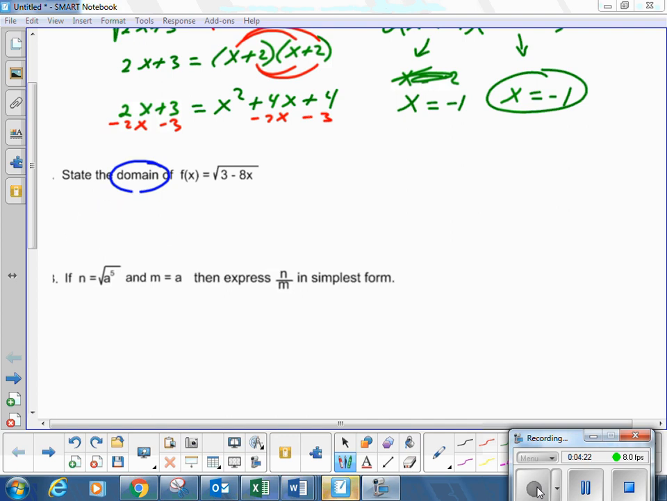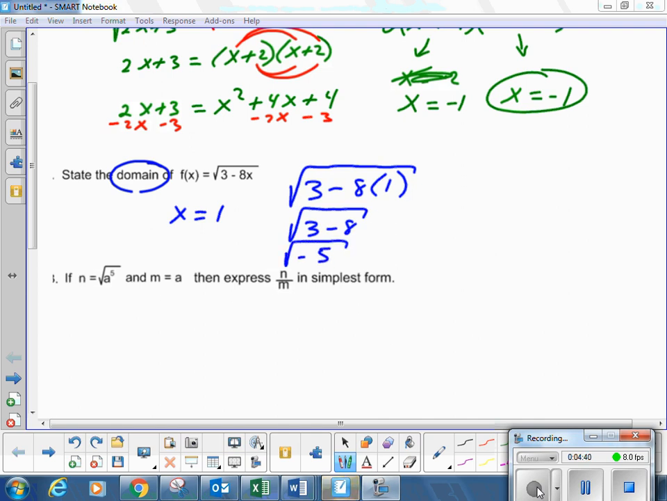The problem has a radical in it. So, for example, if I were to put in the number 1, let's just say x equals 1, you would end up with 3 minus 8 times 1 inside of a radical, which would be 3 minus 8 inside of a radical, which is the square root of -5. Now, you can try that in the calculator, and what you're going to find is that the calculator is going to give you an error in doing that, okay?